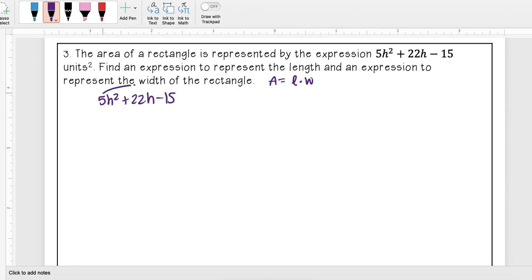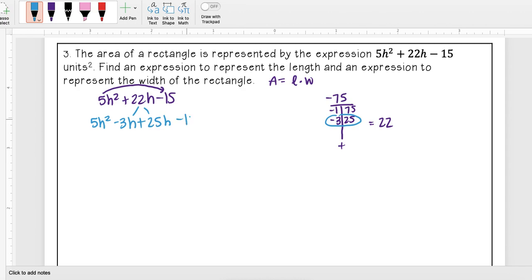So I'll do a times c, 5 times negative 15, and I get negative 75. And I'm looking for two numbers that multiply to that, but then add to equal 22. So I have negative 3 and 25, and I see that is what's going to work. So I split apart my middle term into negative 3h plus 25h. And now the rest of the way I'm going to factor by grouping.